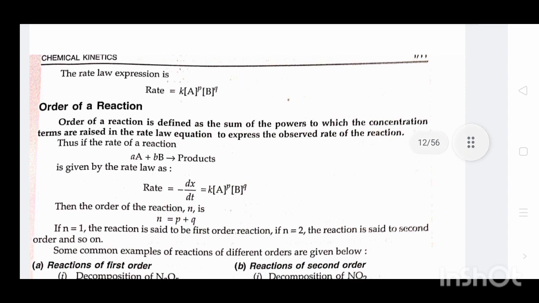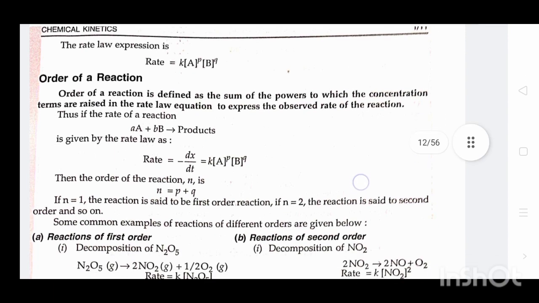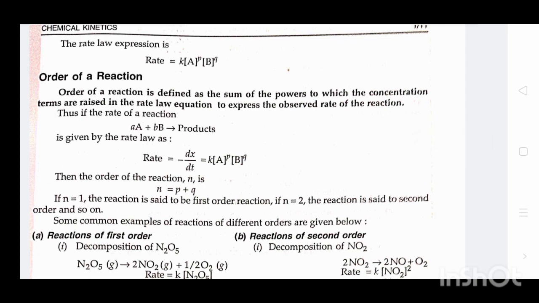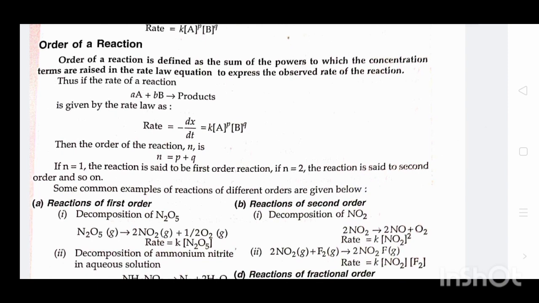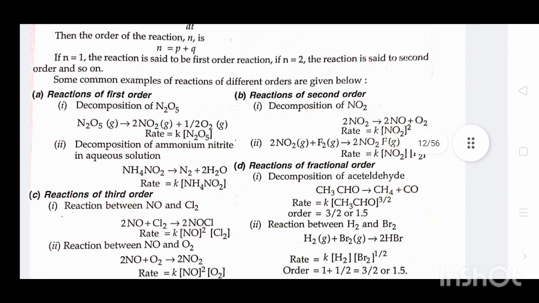Order of reaction is defined as the sum of the powers to which the concentration terms are raised in the rate law equation to express the observed rate of the reaction. Thus, if the rate of reaction is given by the rate law as rate equals minus dx by dt equals K [A]^p [B]^q, then the order of the reaction n is n equals p plus q. If n equals 1, the reaction is said to be a first order reaction. If n equals 2, the reaction is said to be second order, and so on. Some common examples of reactions of different orders are given below.